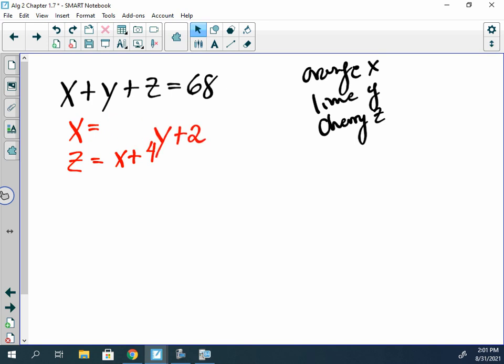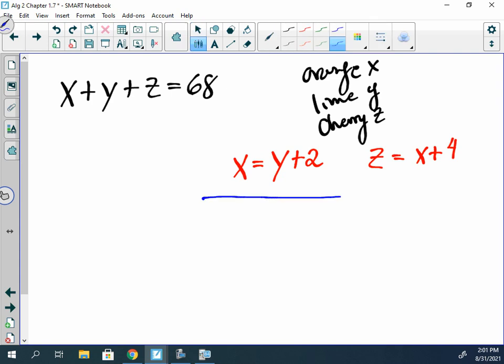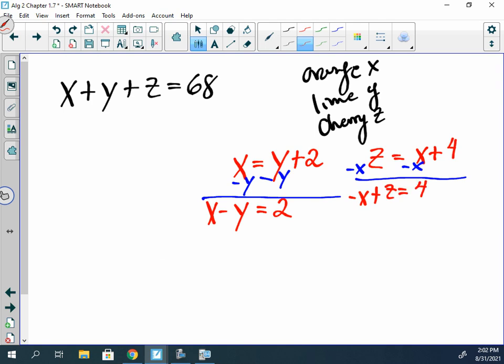I just need to get these equations so the variables are on one side and the numbers are on the other. So here I would subtract Y from both sides, which will tell me that I have X minus Y is equal to 2. Here I would subtract X, and I would have negative X plus Z is equal to 4. So we'd have these 2 equations here.